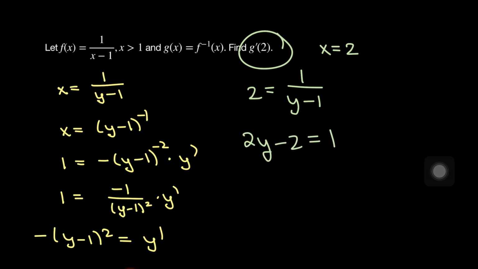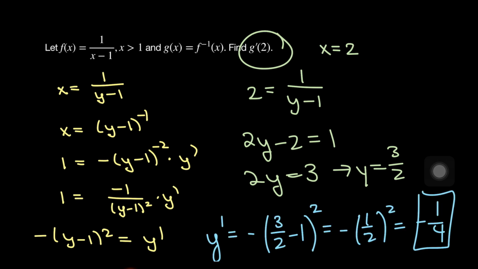I multiplied both sides by y minus 1. That allows me to cancel out the y minus 1 on the right-hand side. I just have a 1 there. And then I did 2 times y minus 1. That's 2y minus 2. So add the 2. 2y is 3. Divide by 2. Y is 3 halves. So when x equals 2, y is 3 halves.